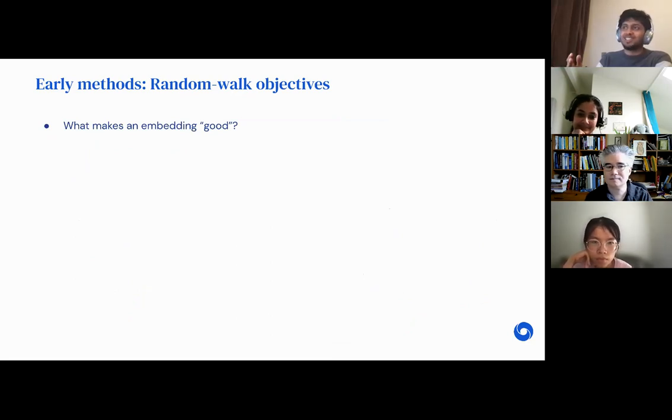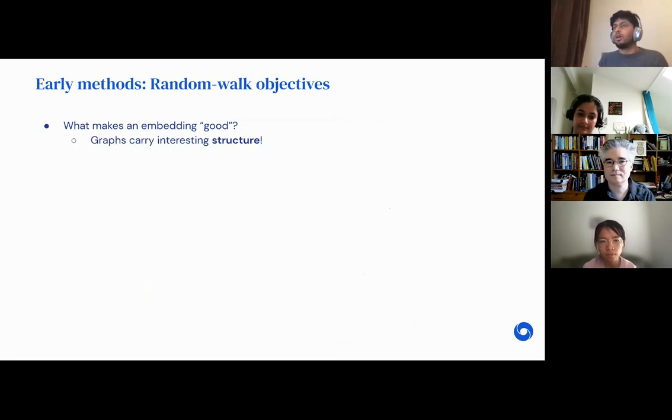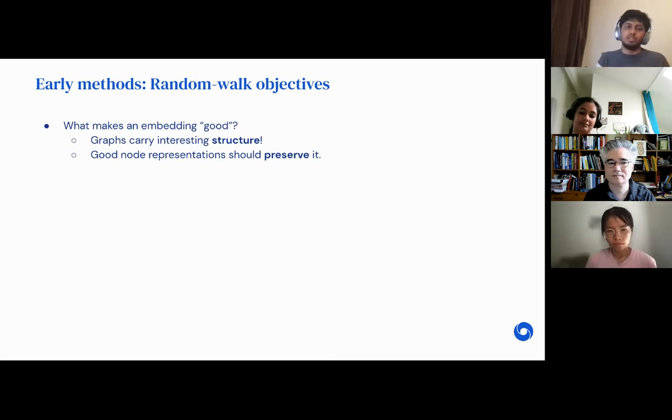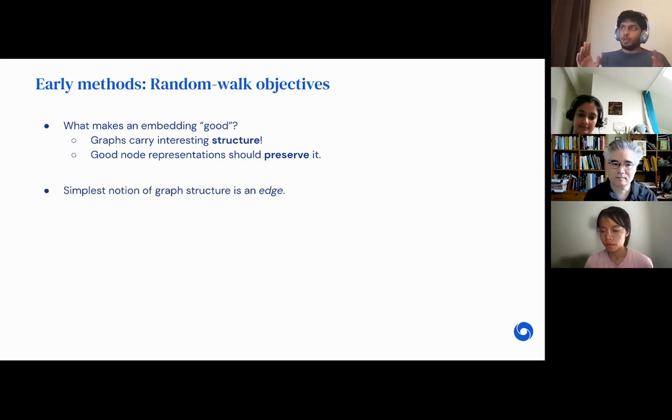So bouncing off of that question, in the early methods, let's say we're asking ourselves, what makes an embedding good? When we say we want a good representation, but we don't have access to labels, what's our intuition in actually designing a method to get these representations? One intuitive answer could be, we're interested in graphs specifically because they have some interesting structure, right? The edges specifically. And let's say as a first guess that good node representations are those which preserve this structure in some sense.